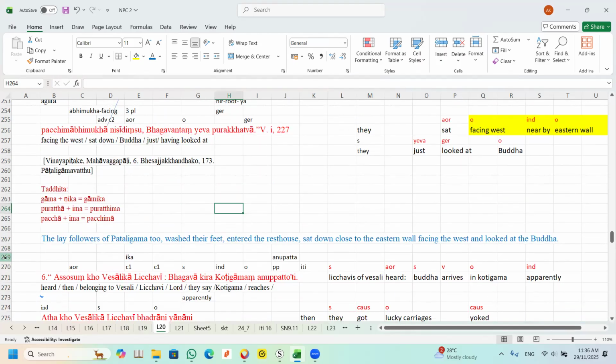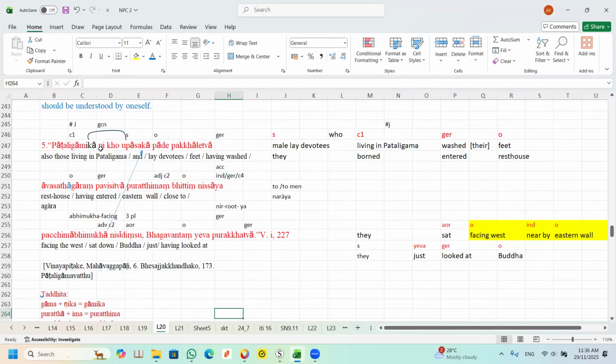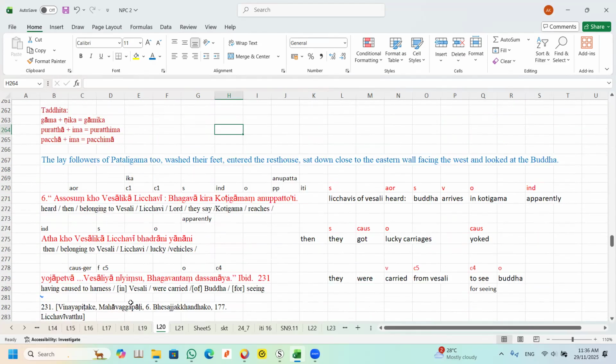All right. So this is the lay people of Pataligama. Two, can you see the word here? Okay, put the two. So when you put it in this way, you don't have to put "day", because this one refers to the lady follower. Wash your feet, understand. Enter the rest house, understand. Sit close to the eastern wall, facing, understand. And finally, look at the Buddha. This is a very good translation. So you read, you can understand. Okay. All right.